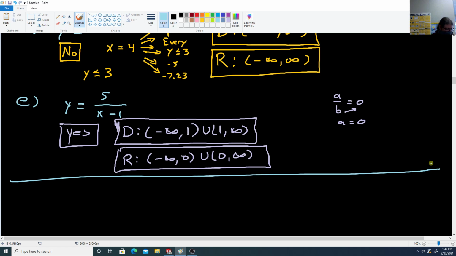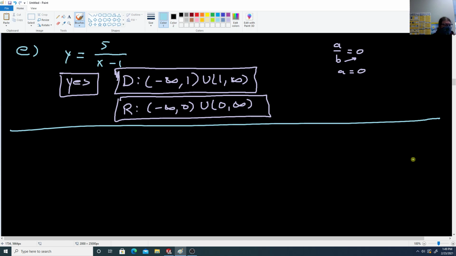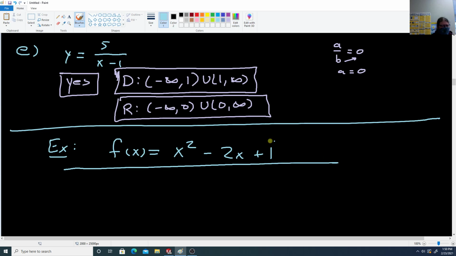To finish off this section, we have to talk about function notation. This is a notation where you use something like f of x equals x squared minus 2x plus 1. That would be function notation. This is the function name. This is the independent variable. And this is the function equation, or the function's rule.